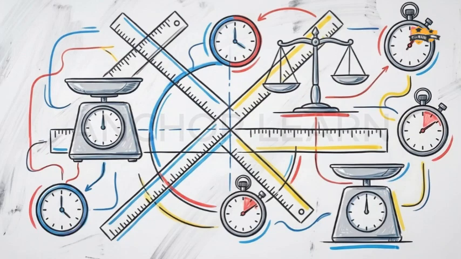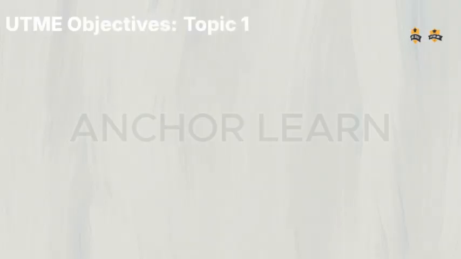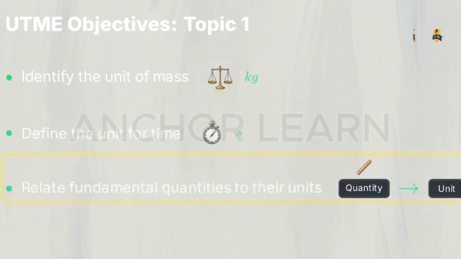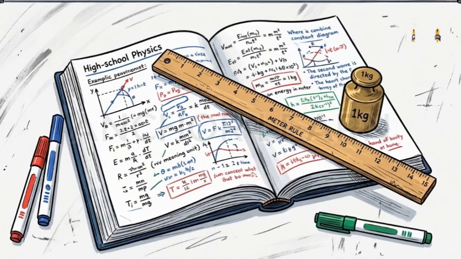We are starting with the first section of the detailed syllabus, Topic 1AI, Measurements and Units. These are the specific objectives the board expects you to master today. First, we identify the unit of mass. Second, we define the unit for time. Finally, we relate fundamental quantities to their units. Proficiency in these objectives is necessary before attempting the more complex formulas found in later chapters.